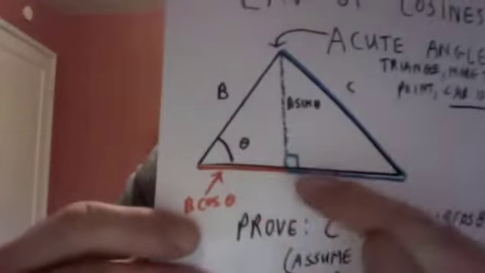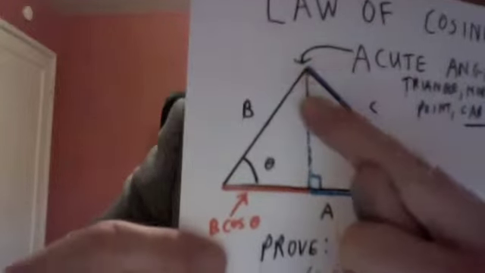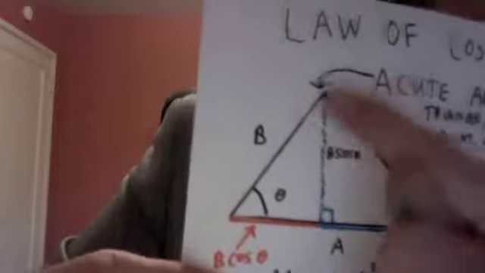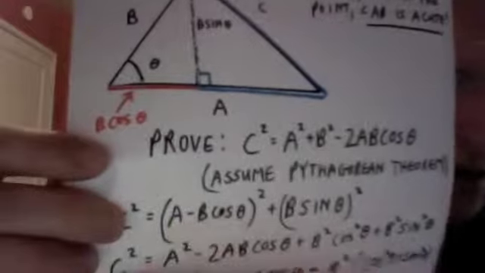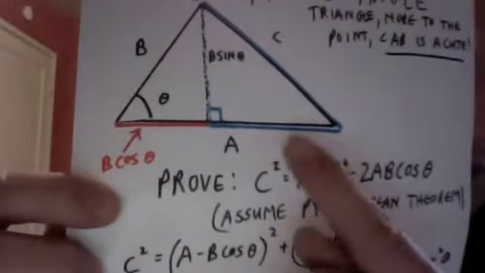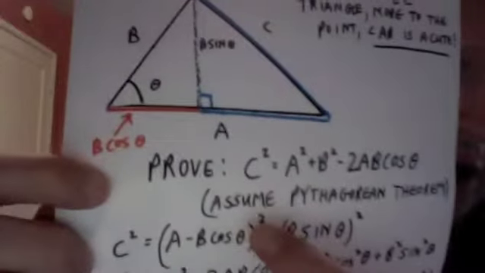Okay, but notice also that with the Pythagorean theorem, I can say that c squared is equal to this base squared plus this height squared, okay? Which is exactly what I have here. c squared is equal, oh, pardon me, we'll use this line. c squared is equal to a minus b cosine angle, this whole thing here squared, plus b sine angle squared.